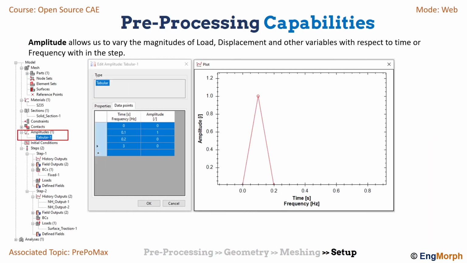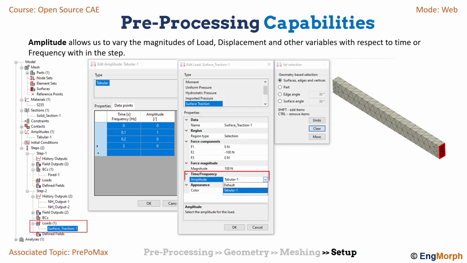Amplitude allows us to vary the magnitudes of load, displacement, and other variables with respect to time or frequency within the step. In this example, the surface traction is applied and removed within 0.1 second to find out the dynamic response of the cantilever.